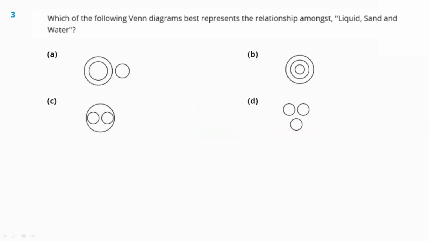Which of the following Venn diagrams best represents the relationship amongst liquid, sand, and water? So liquid is what? Water is a kind of liquid. So if we consider the first option, this could be water, the inner circle, and the outer circle can be considered as liquid. So water is a type of liquid, whereas sand is a completely different material, which is solid, right? So this is sand. So this Venn diagram best represents the relationship between liquid, sand, and water. So option A is our correct answer.